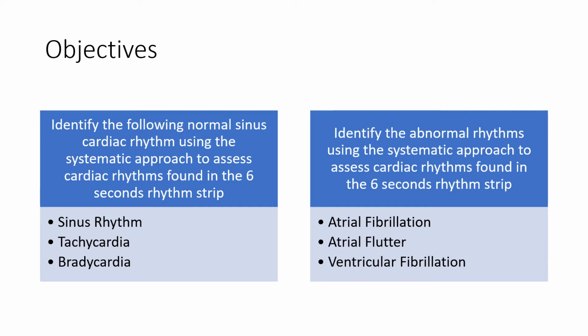The objectives will be twofold. You're going to be looking at the normal sinus rhythms, and then you're going to be looking at some dysrhythmias. We're going to identify the following normal sinus rhythms, which are sinus rhythm, tachycardia, and bradycardia. And we're going to identify the abnormal rhythms, which will be atrial fibrillation, atrial flutter, and ventricular fibrillation. We'll be using the systematic approach to assess these cardiac rhythms found in the 6 second rhythm strip, and we'll go over that as well.